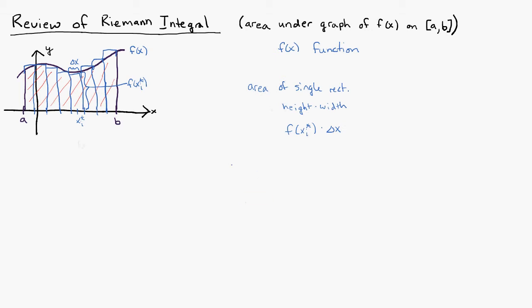Now, to approximate the area of the region, we have to add up all the little rectangles. So suppose there are n of them. So we sum over the n rectangles, and the area of the individual rectangle again is f of xi star times delta x, and so this will be the approximate area.